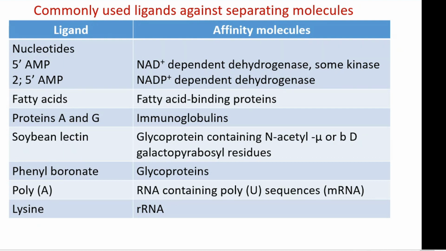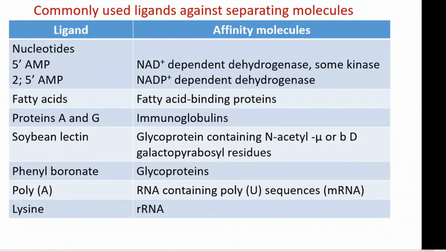And similarly, the soybean lectin is another molecule which can be used as a ligand, but it is used in separation of glycoproteins containing N-acetyl galactopyranosyl residues. So these glycoprotein containing molecules can be easily separated by using the soybean lectin, right?